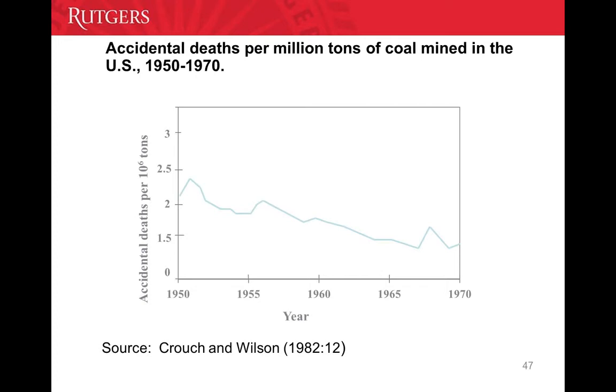And so I wanted to share with you, the cartoon is one thing. That's one thing. But here's some examples. This is a study by Crouch and Wilson. It's an old study now, back in 1982. But let's look at taking the same data set and how we represent it. So here's accidental deaths per million tons of coal mined in the United States in this window between 1950 and 1970. The x-axis is the years, and the y-axis is the accidental deaths per million tons of coal.